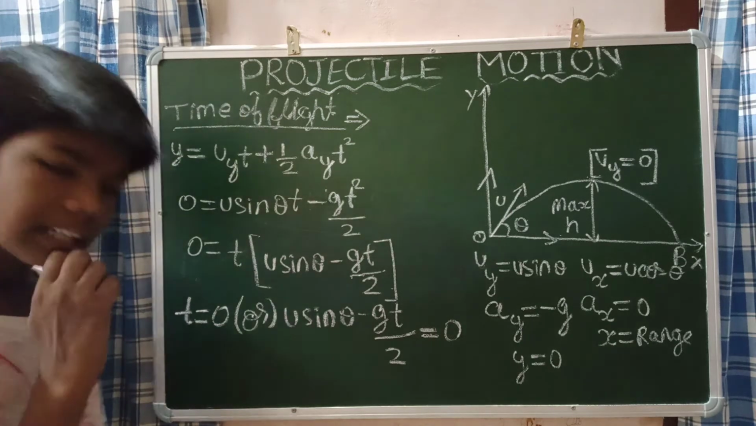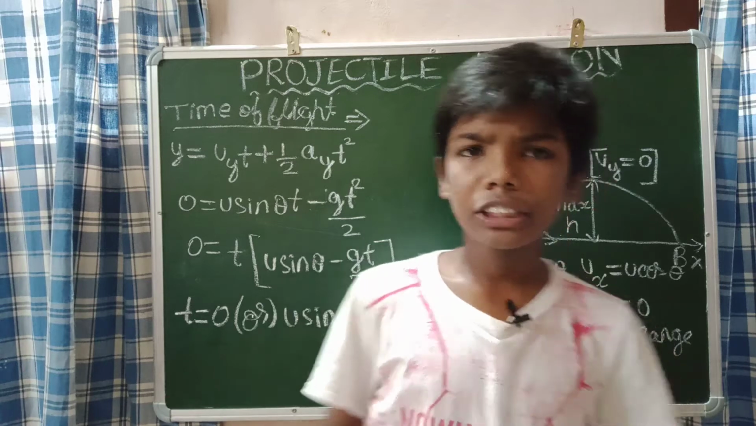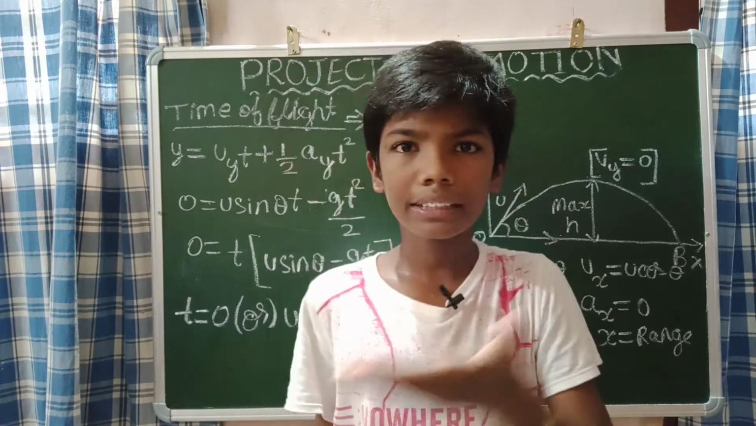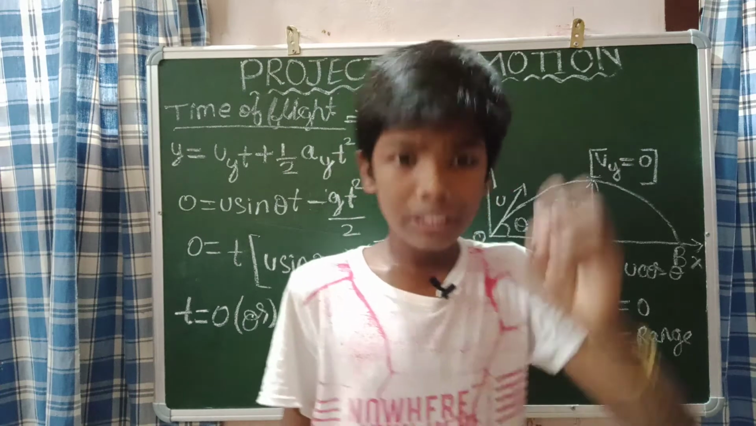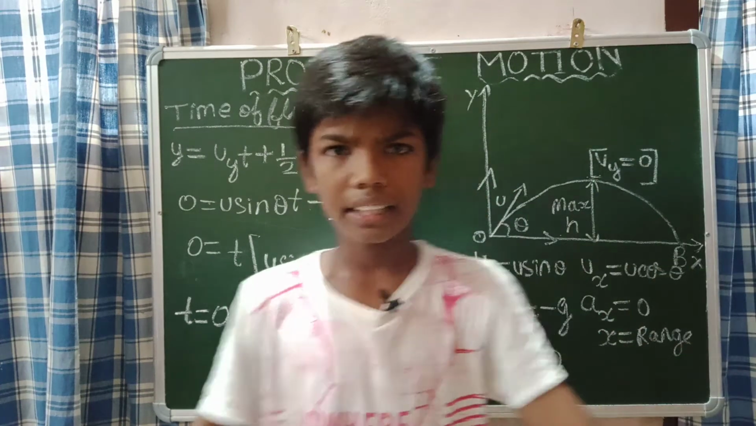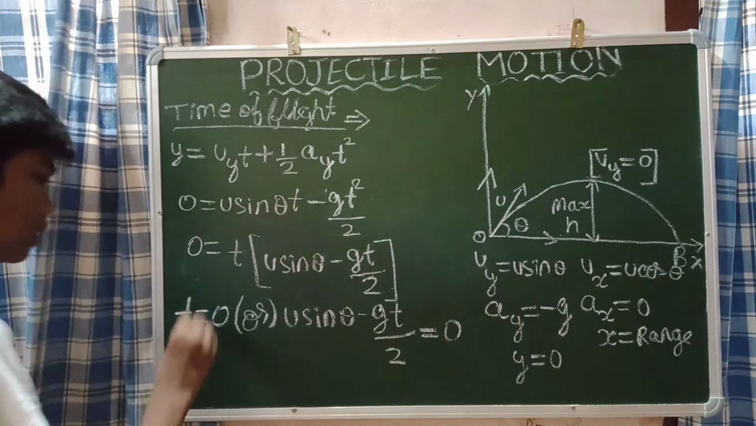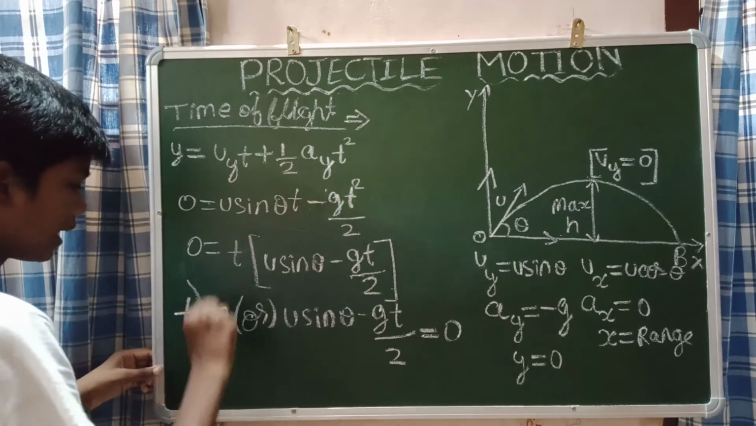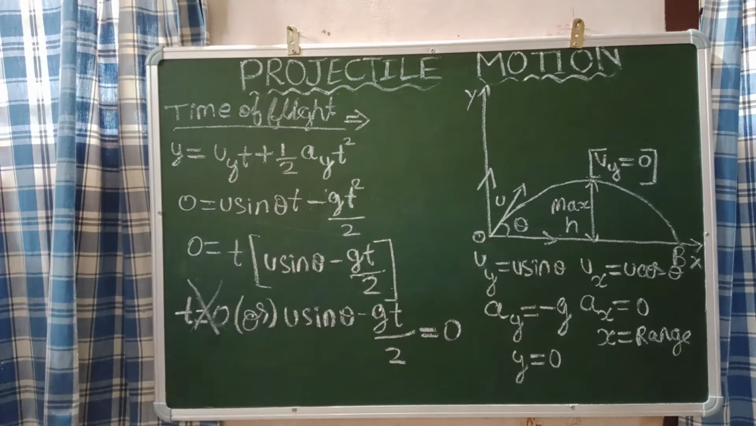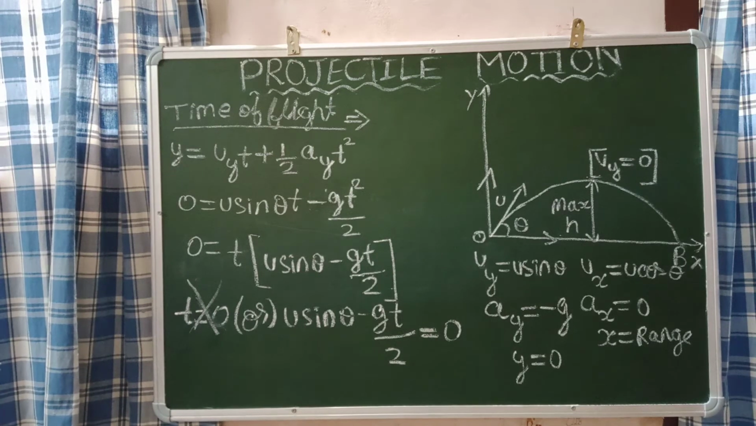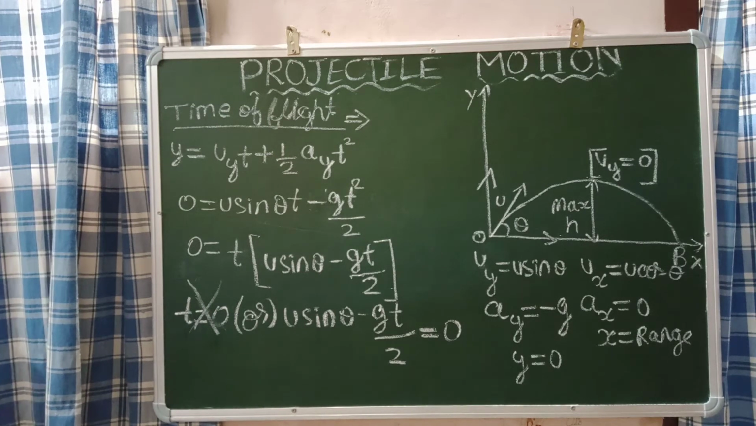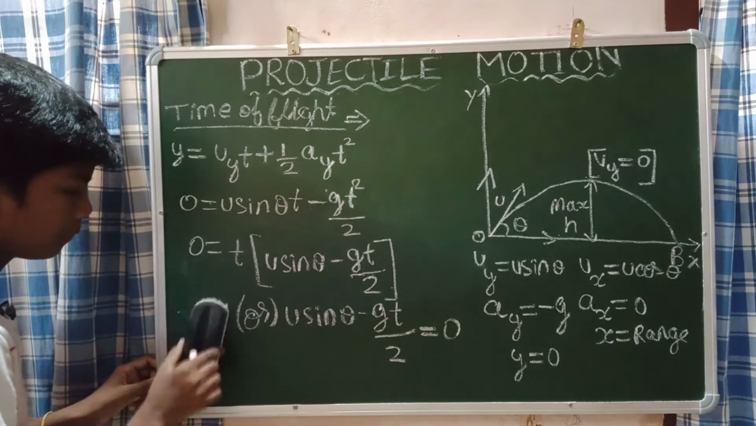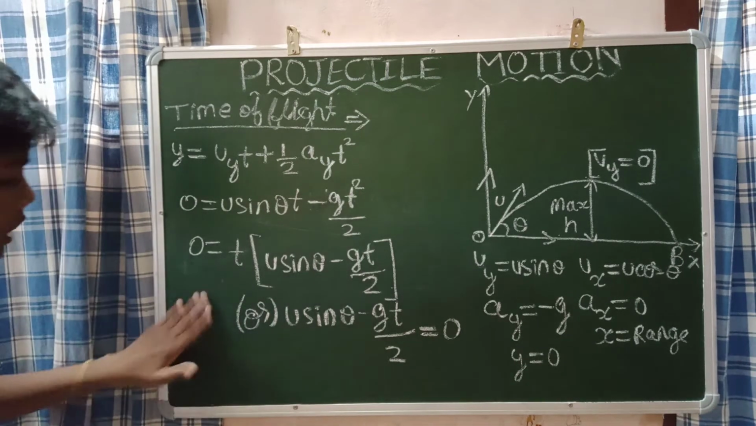Now if we say the time of flight is 0, that means t is 0, does it make any sense? No. We can't say like that. So this is wrong guys. We should not say like that, so I will rub this. Now t is equal to 0 is not possible.